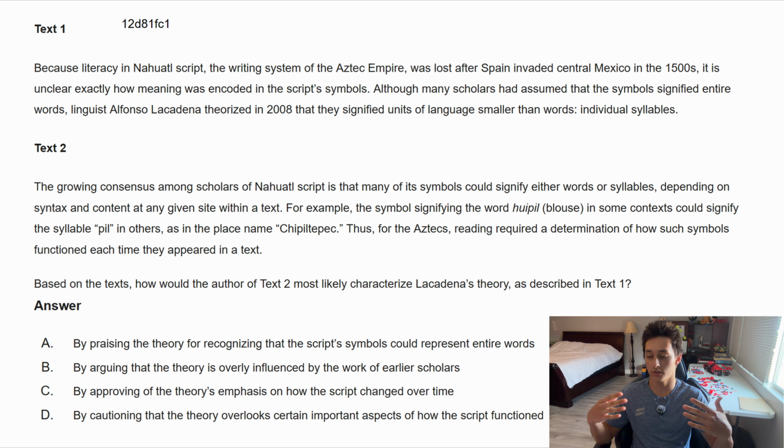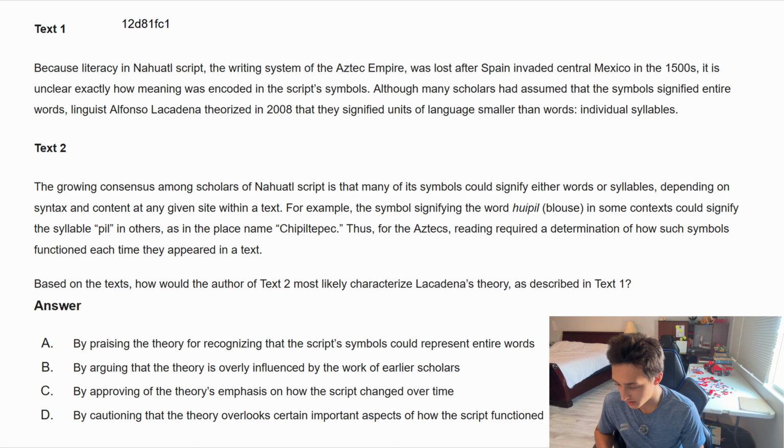They're adding on to text 1's theory by praising the theory for recognizing that the script symbols could represent entire words. That's not right. Text 1 is actually theorizing that it's not entire words, so that's already wrong, and also text 2 doesn't praise the theory. By arguing that the theory is overly influenced by the work of earlier scholars. That's just not supported by the text. We don't even really talk about the earlier scholars. We talk about the same Nahuatl script in both texts, and that really just doesn't align with my guess at all.